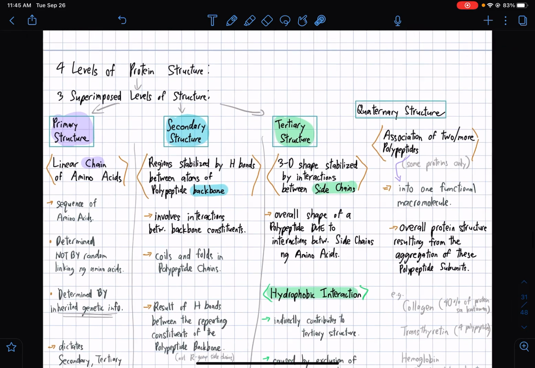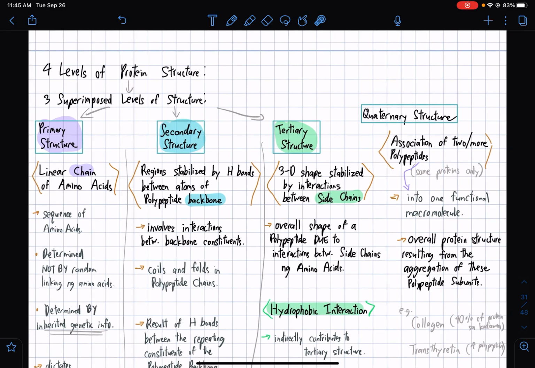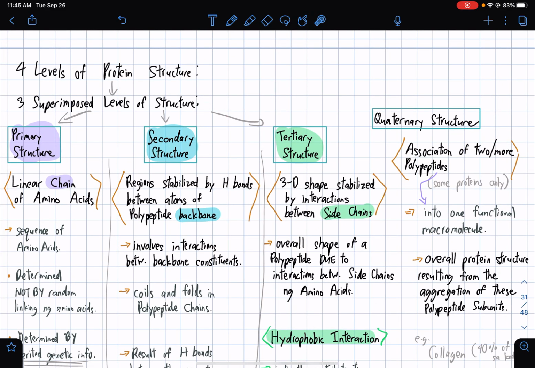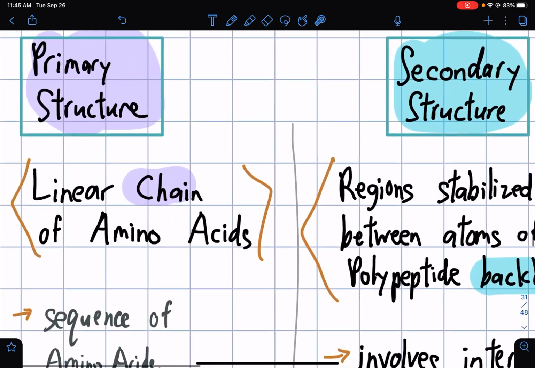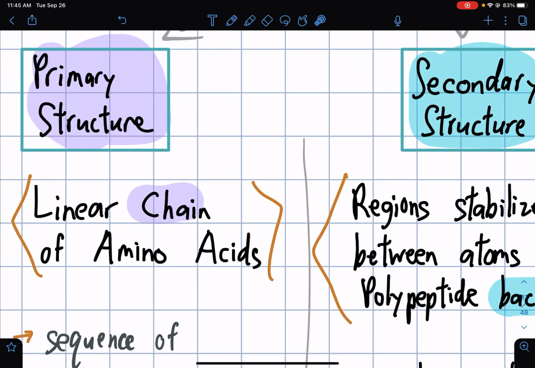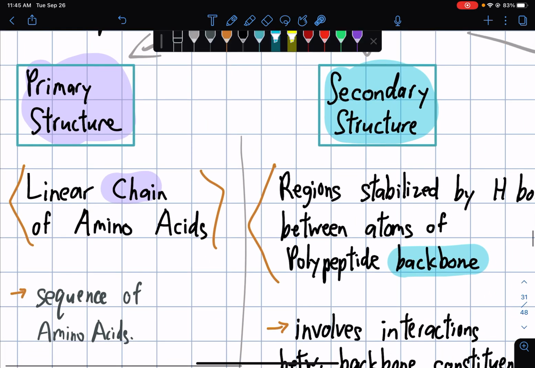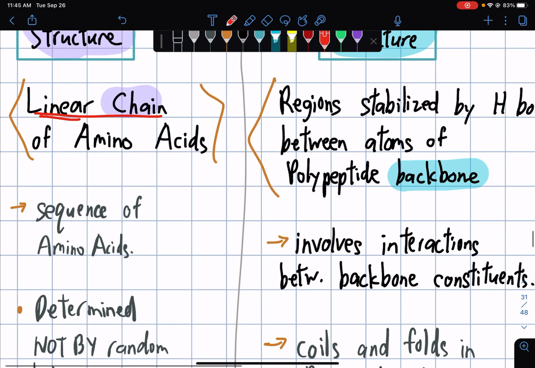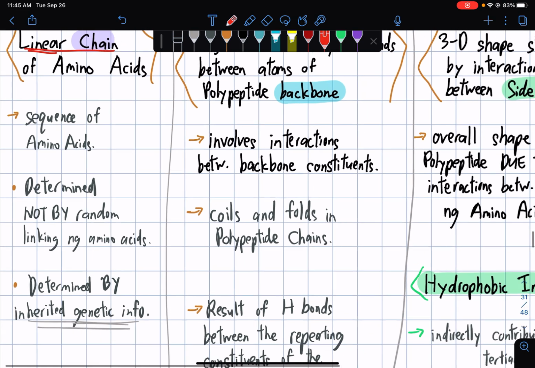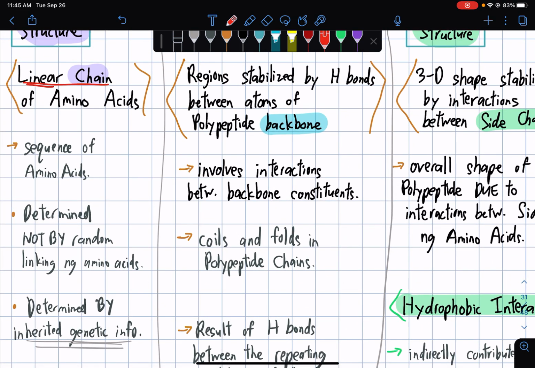That's one thing you might want to know. So we have 4 levels of protein structure. Three of them, primary, secondary, and tertiary, specifically, are superimposed levels. For the primary structure, let's start with that. Primary structure is basically the linear chain of amino acids. Remember, always associate primary with linear chain. This is the sequence of amino acids. It is not determined by random linking of amino acids. It's not random. It's determined by inherited genetic information.